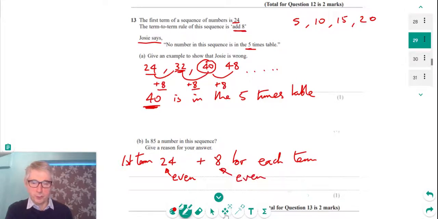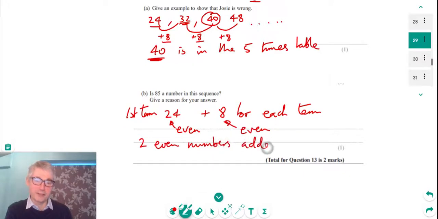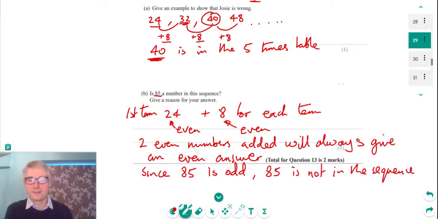and we can say then 2 even numbers added will always give an even number out. So since 85 is odd, then we can say that 85 is not in the sequence. And that's it.